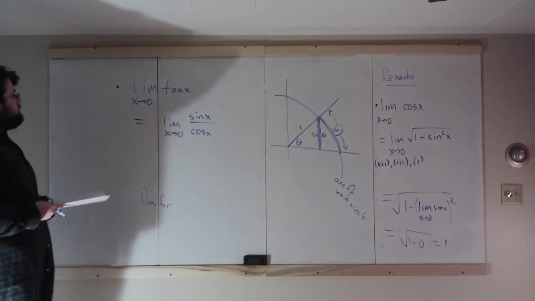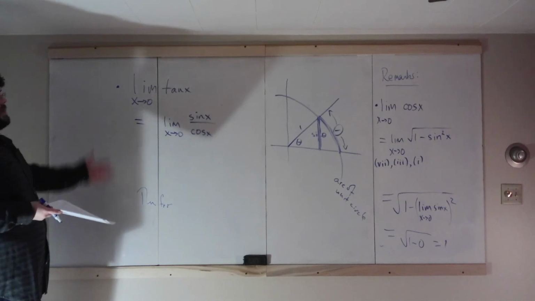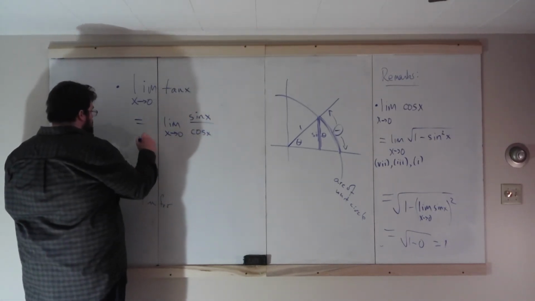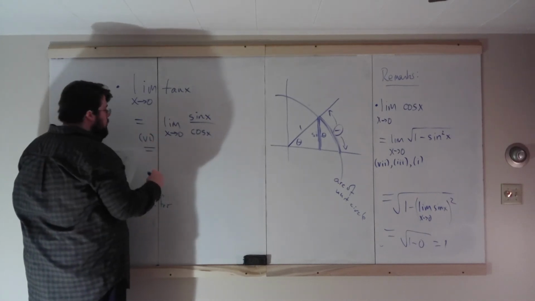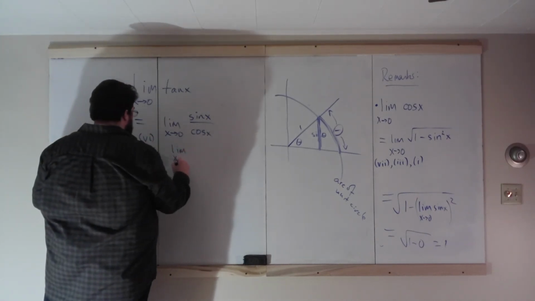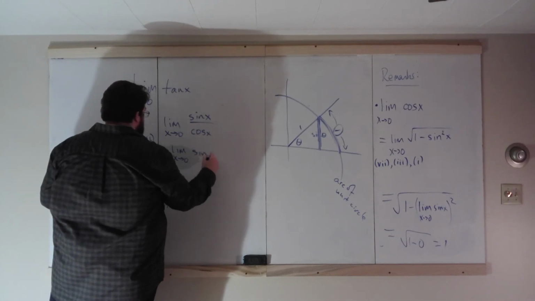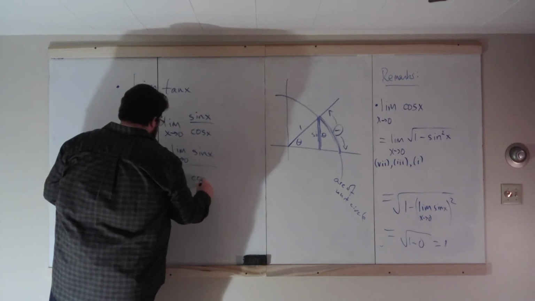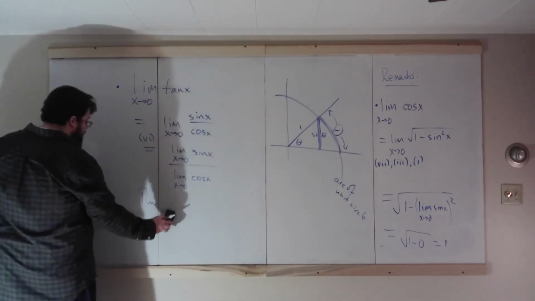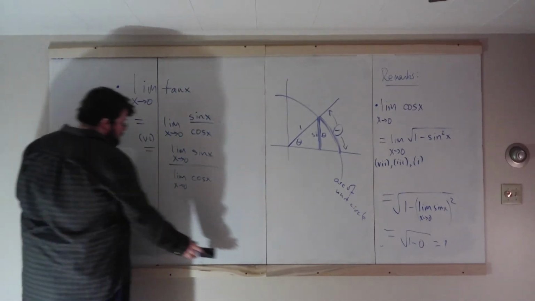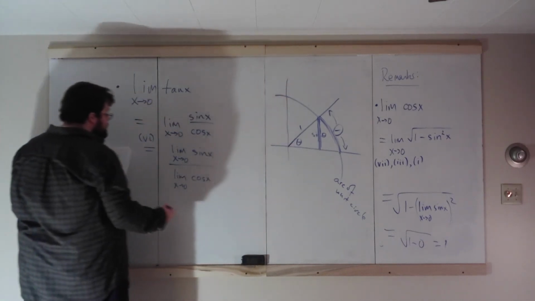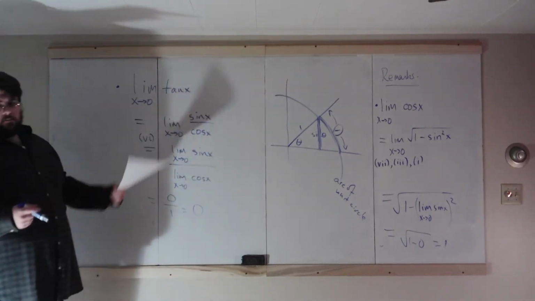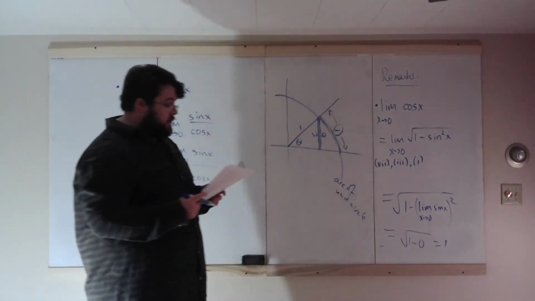The limit as x approaches 0 of tangent x is the same as the limit as x approaches 0 of sine x over cosine x, which equals, by limit rule 6, the quotient, the limit as x approaches 0 of sine of x over the limit as x approaches 0 of cosine x. And by the last two results, this equals 0 over 1, which is 0 as expected through a substitution argument.